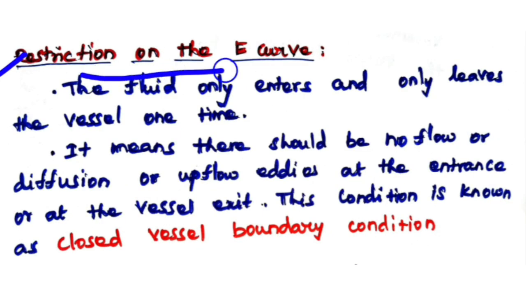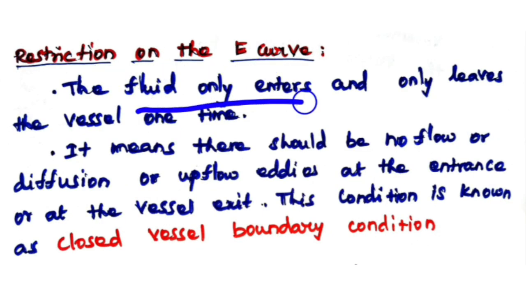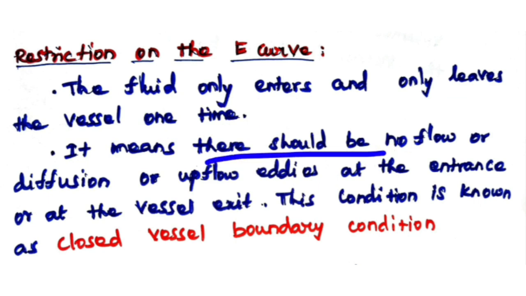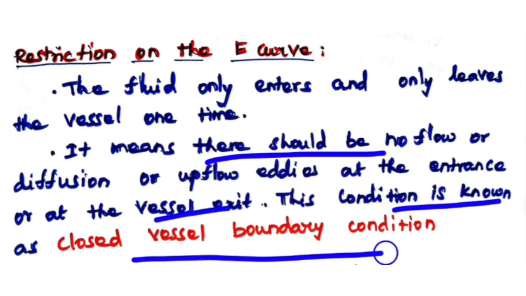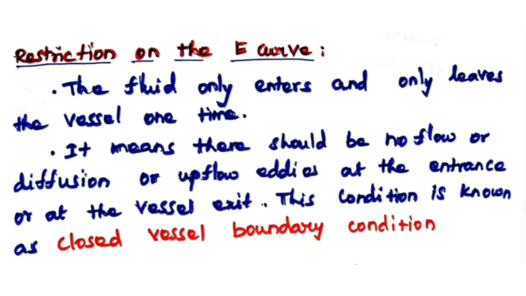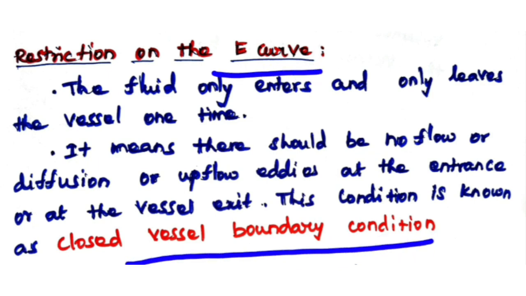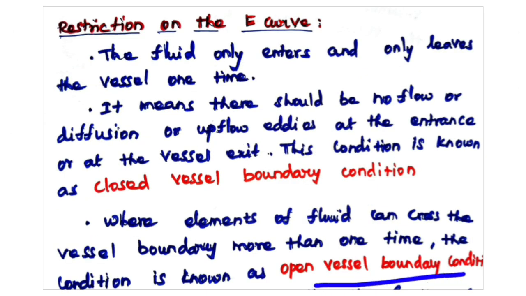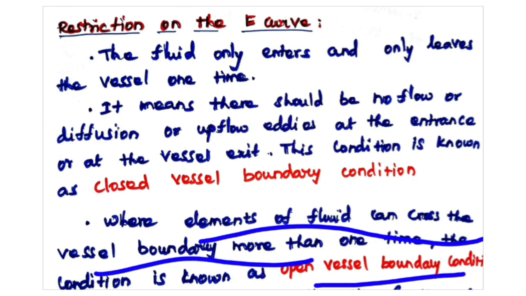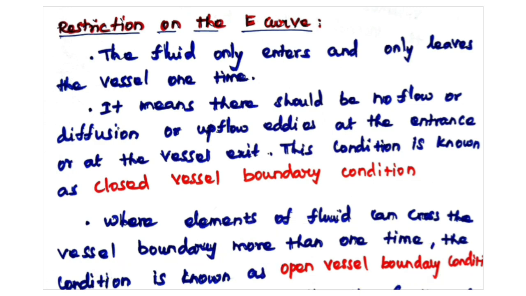There is a restriction on the E curve, that is the fluid only enters and only leaves the vessel one time. It means that there should not be any overflow or diffusion or upflow eddies at the entrance or at the vessel exit. This condition is the closed vessel boundary condition. So the condition for the E curve is that there should be a closed vessel boundary condition. Your fluid should flow only one time inside the reactor. In an open vessel boundary condition, elements of fluid can cross the vessel boundary more than one time. That condition is known as the open vessel boundary condition.